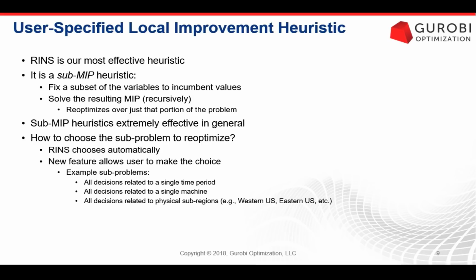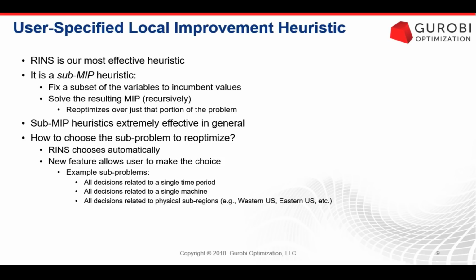RINS is what's called a submip heuristic. The basic notion here is you take your original problem and you take a feasible solution to that problem, your incumbent. And then you fix some of the variables in your problem to the values they take in the incumbent solution. And then you take that problem and you solve it as a MIP. So you recursively solve that problem as a MIP. And so what this does is it focuses attention on just a portion of the problem.